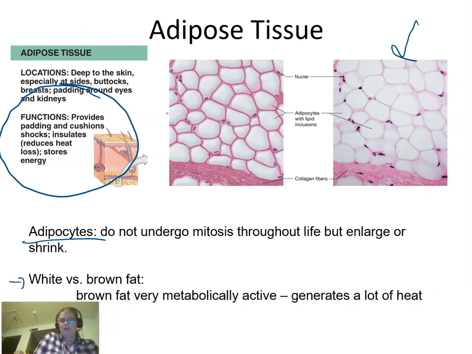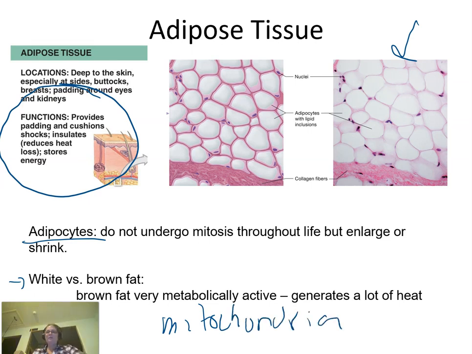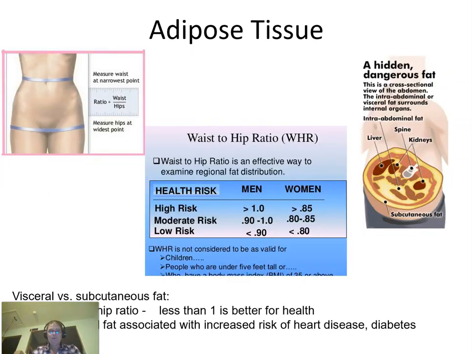So white fat is your typical fat, but brown fat is very metabolically active. They call it brown fat because it looks a little darker because of all the mitochondria in it. And you might remember that mitochondria are going to make ATP. So it burns a lot of calories and produces a lot of heat. So you see this more often in babies to help them thermoregulate, but some people have more brown fat as they get older and they're going to have a higher metabolic rate.